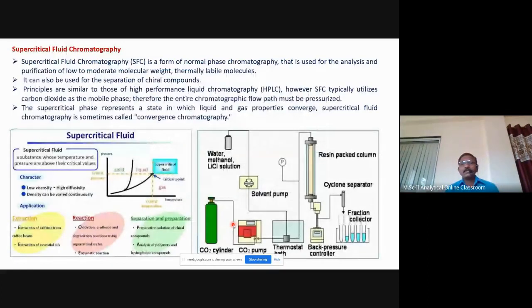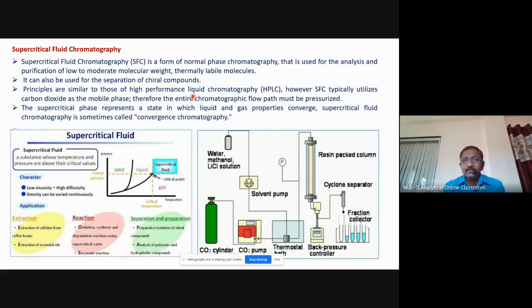Now the next part is supercritical fluid chromatography, that we will see in detail. But what is the difference? Mostly GC and HPLC have certain limitations, and those can be overcome by using supercritical fluid chromatography. It is a normal phase chromatography that is used for the analysis and purification of low to moderate molecular weight and thermally labile molecules. It can be used for separation of chiral compounds also. And mostly it is similar to high performance liquid chromatography. Almost all the technique is similar.